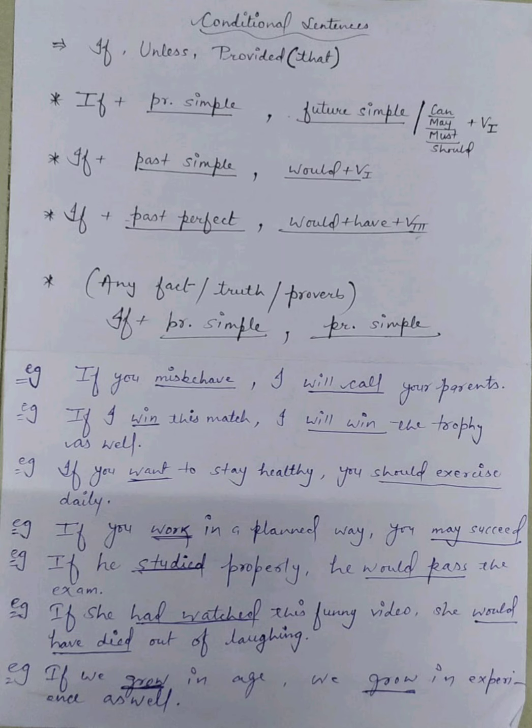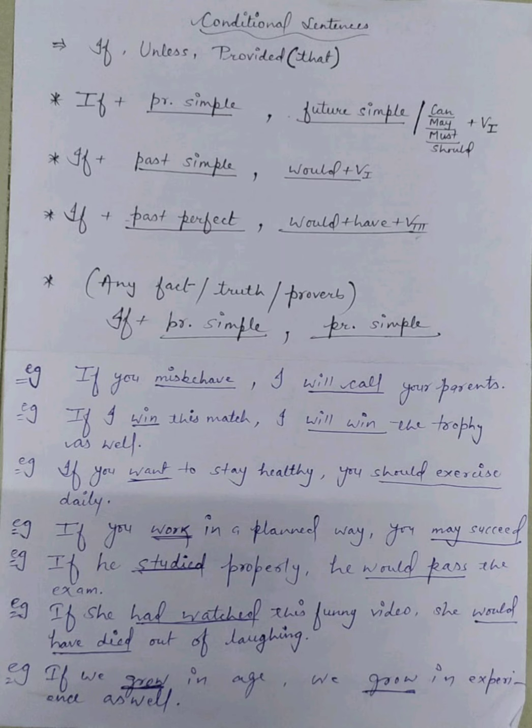Next example, if she had watched this funny video, this third rule, if she had watched this funny video, she would have died out of laughing. Here you can see it is the past perfect tense in the if clause, had plus v3. Therefore in the main clause we have used here would have plus v3.